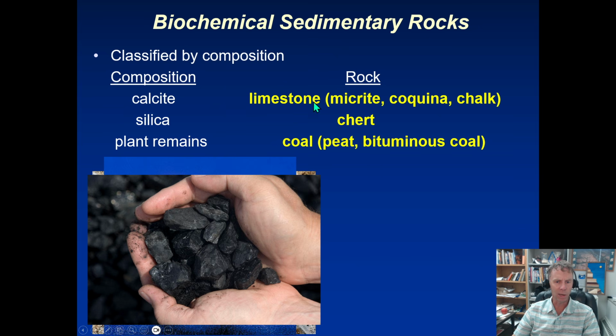So these three are actually pretty easy to tell apart if you think about it. One reacts to the acid, one is very hard and resistant, and one is very dark colored and kind of lightweight because it's made out of these squished plants. So these are the biochemical sedimentary rocks we learn at the 101 level.